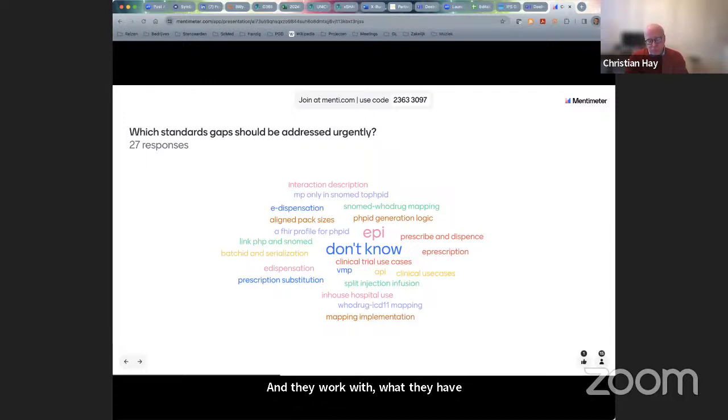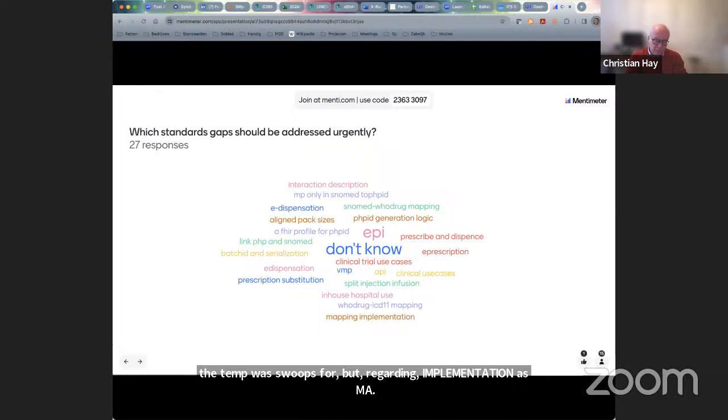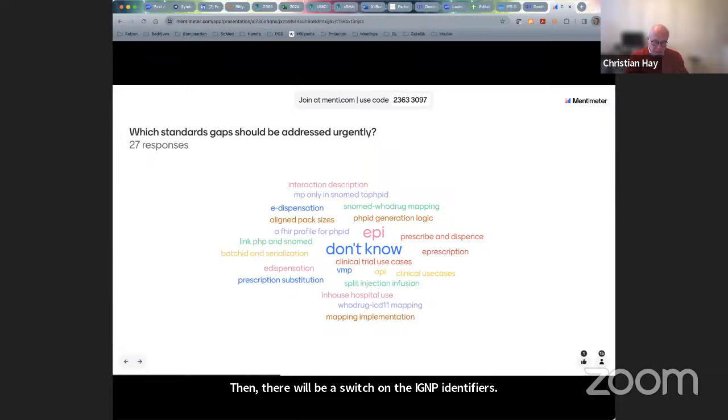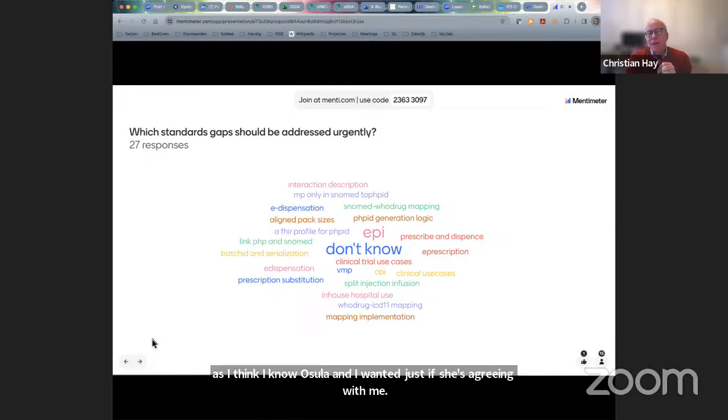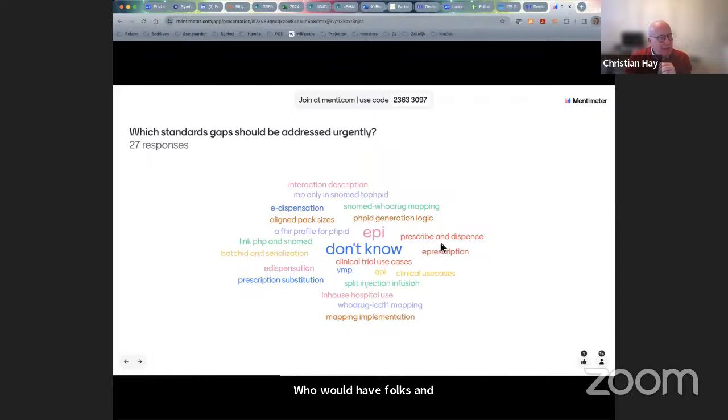And from the conversation I had with these people at EMA, as soon as we are, I would say, in good shape regarding the term was SPOR, but regarding IDMP implementation at EMA, then there will be a switch on the IDMP identifiers. But it's a little bit like chicken and egg. If you wait until IDMP is fully implemented, you may wait long to have an API pilot. So the decision has been made to work the 2 things in parallel. And I think I know Ursula, and I wonder just if she's agreeing with me. Who would have thought that IDMP would be so long to implement?